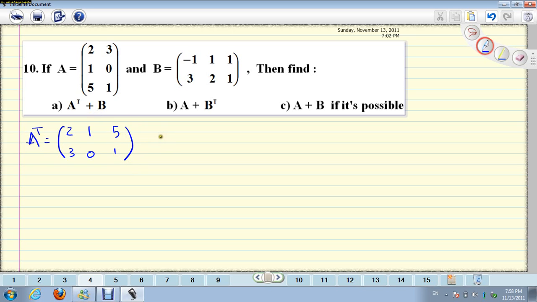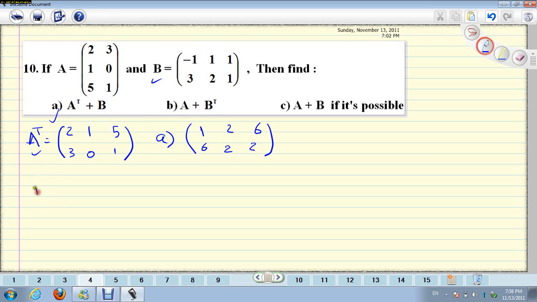So the result of letter A, A transpose plus B. Okay, 2 plus negative 1, it's 1, and 1 plus 1, here is 2. 5 plus 1, here is 6. And 3 plus 3, it's 6. 0 plus 2, it's 2. And 1 plus 1, it's 2. This is letter A.